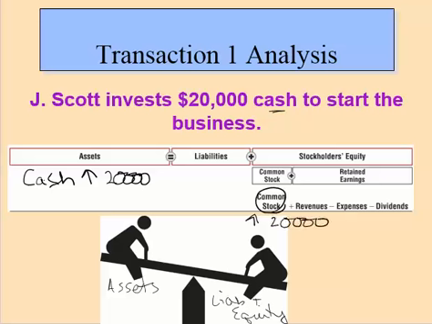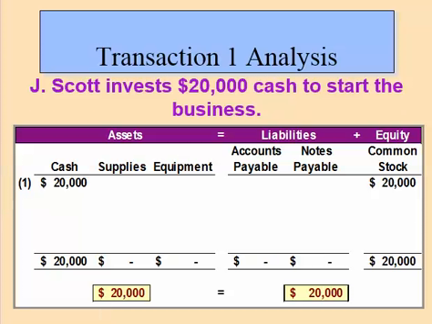So let's look at the next slide. It's a little bit cleaner than my chicken scratches here. So we've got our basic accounting equation again. Assets equals liabilities plus equity. So cash goes up $20,000. Common stock, which is equity, goes up $20,000. And my accounting equation stays in balance. I've got $20,000 now equals $20,000. All right, let's do the next one.